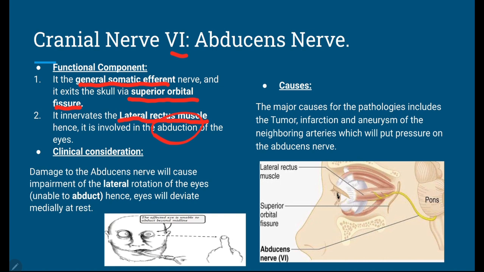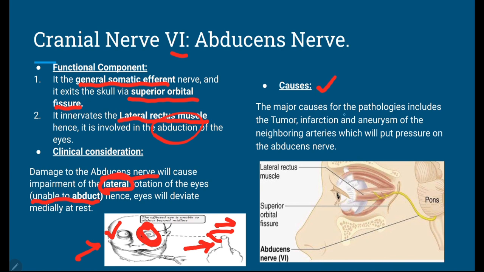Clinical consideration. Damage to the abducens nerve will cause impairment of the lateral rotation of the eye. So basically the eyes are unable to abduct, hence the eyes will deviate medially at rest. Look at this image right here, the finger is being moved on both sides. You will see that the affected eye is unable to abduct beyond the midline. So this eye right here is basically affected. I'm assuming that the physician is moving the finger this way. You see this eye, which is correct, is able to abduct this way, but this eye is unable to.